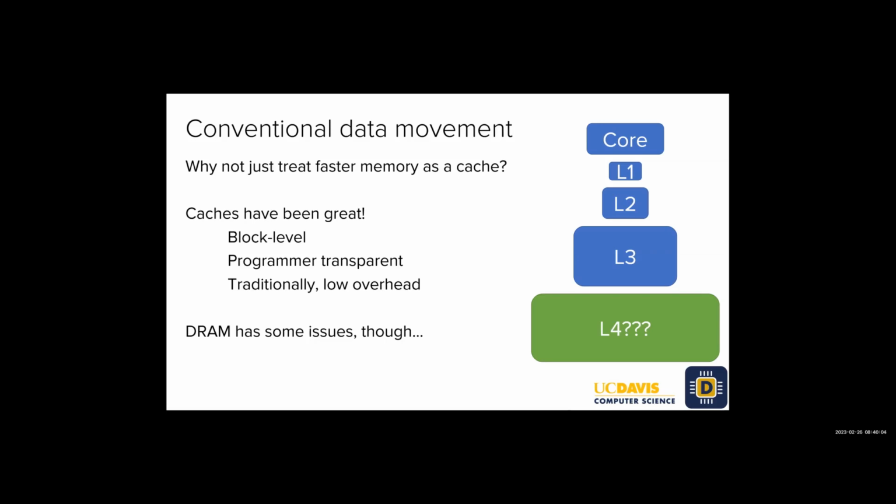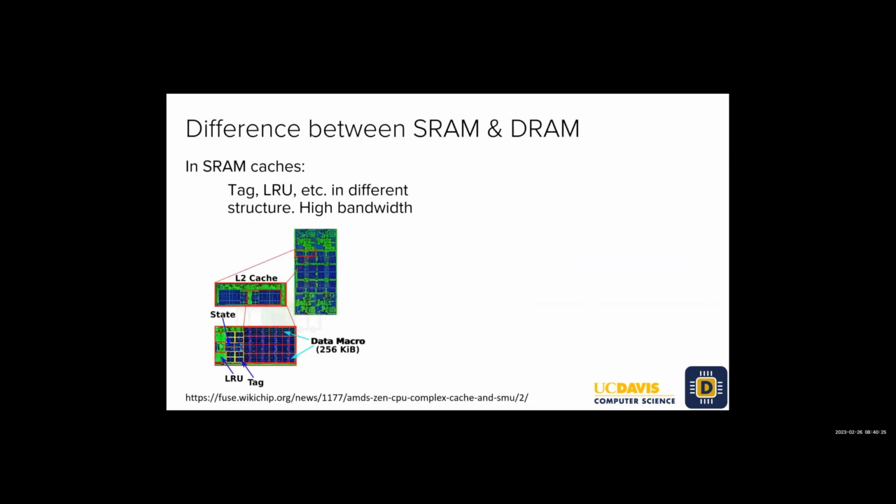But if we look at these heterogeneous systems and you say, want to use HBM as a cache for your 3D crosspoint, or as a cache for your DRAM, or your local DRAM as a cache for your remote DRAM, we see that there are some issues if we add another level of cache, which is based on DRAM. So let me talk a little bit about what we see. There's a difference between SRAM and DRAM, at least when we're using them as caches.